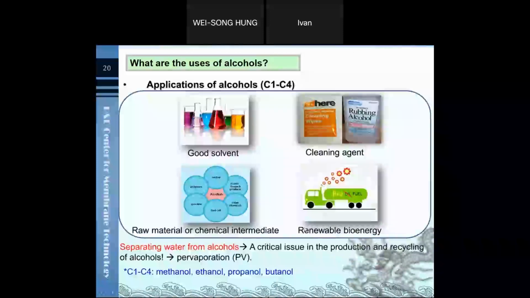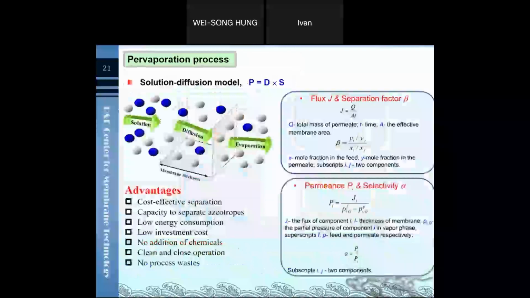So this slide shows the alcohol is widely used in the chemical industry. There are good solvent, cleaning agent, raw material, chemical intermediate, and renewable bioenergy. And how can alcohol be separated from the water? Generally, membrane separation is a good solution.